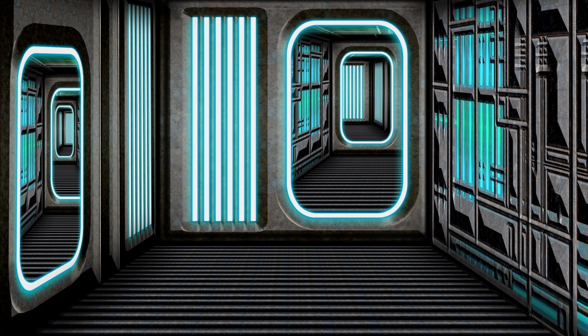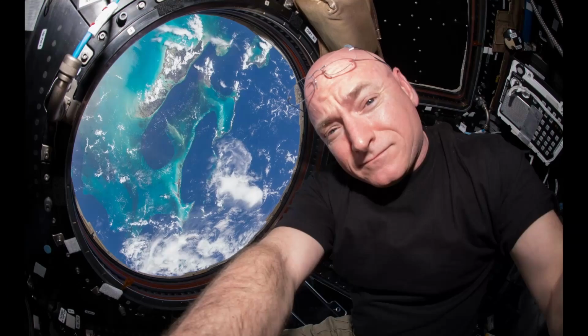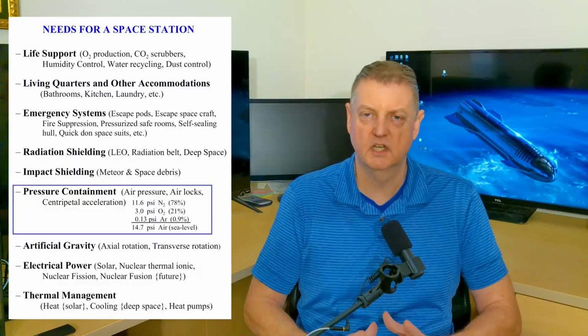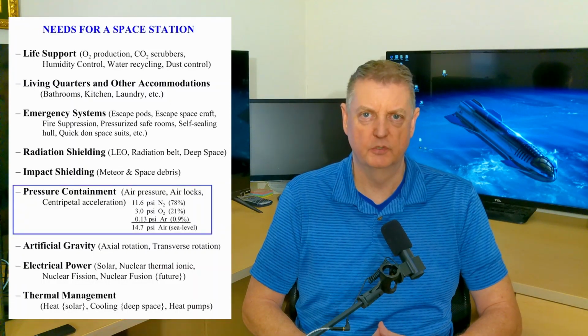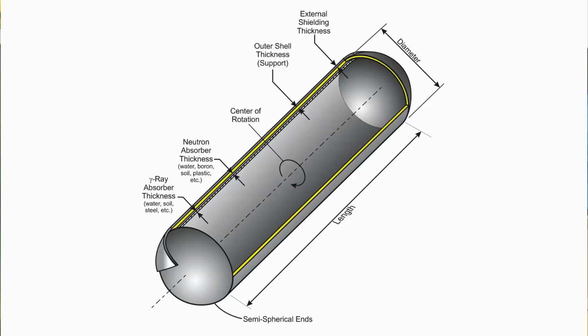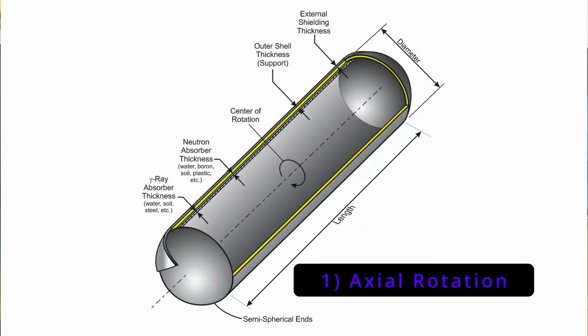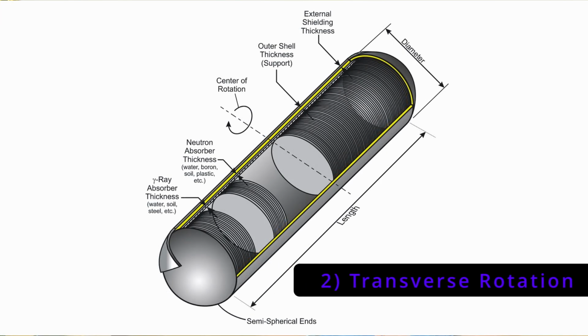So we'll be looking at that, and airlocks, and whether we put windows on the outside, and what causes problems with the strength and integrity of a rotating space station. And we're going to break this up into basically two different categories. We're going to have axial rotating space stations, and then we're also going to have transverse rotating space stations.